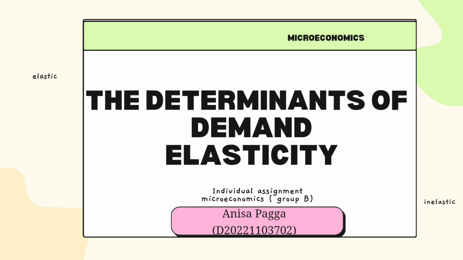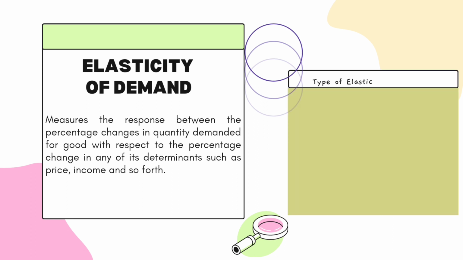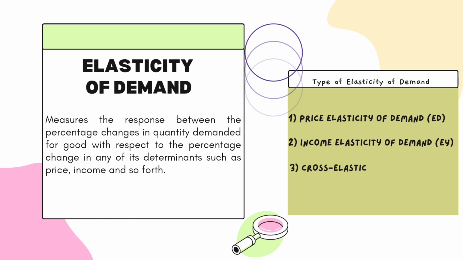For the individual assignment, I would like to present about the subtopic, the determinants of demand elasticity. Firstly, I will explain about the elasticity of demand. It measures the response between the percentage change in the quantity demanded for a good with respect to the percentage change in any of its determinants, such as price and income. There are three types of elasticity of demand. First, price elasticity of demand, income elasticity of demand, and cross elasticity of demand. But I will only focus on price elasticity of demand.